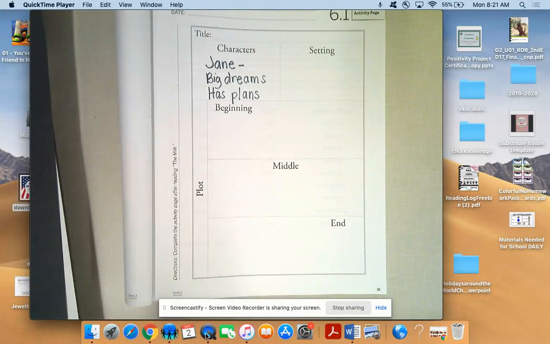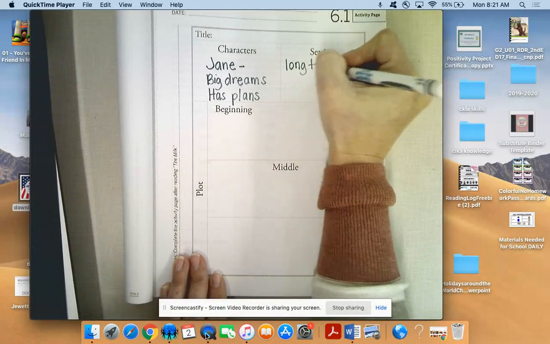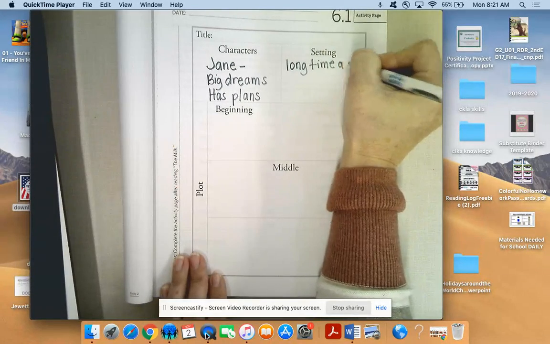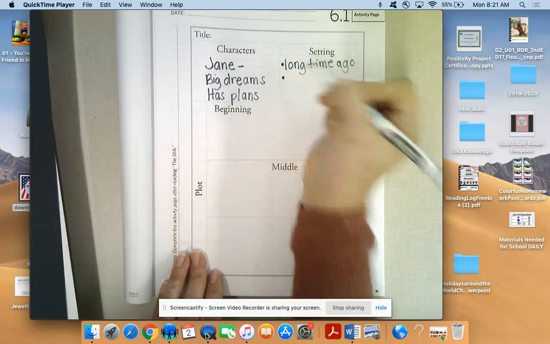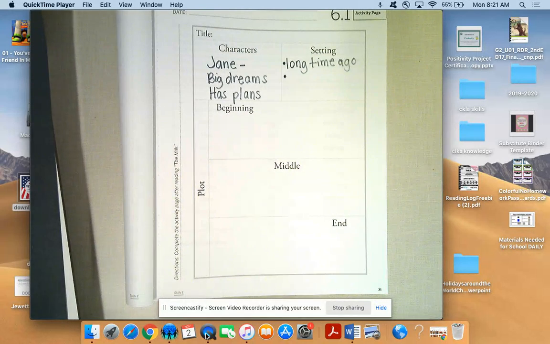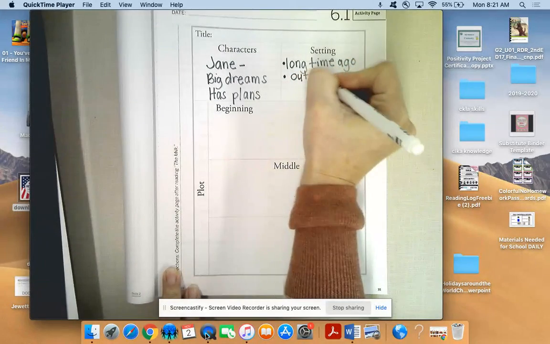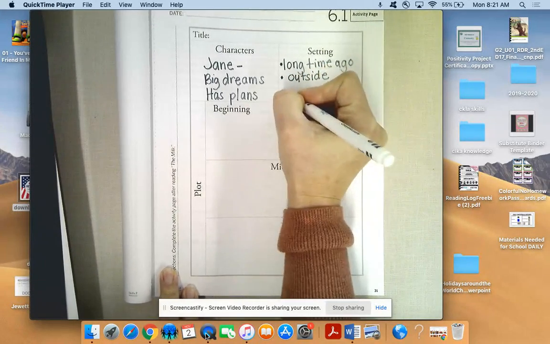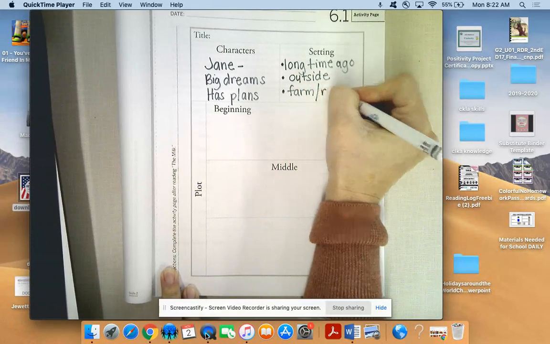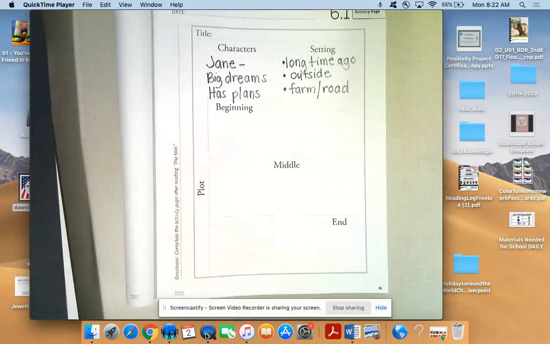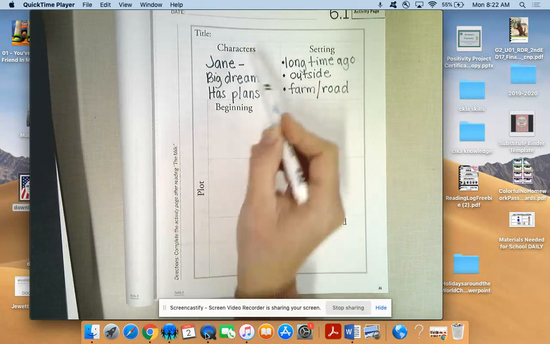So our setting is long time ago. And I'm going to use little dots. Those are called bullets. They're used for listing ideas. Took place outside. Farm or road. So far we've covered the setting and the characters.